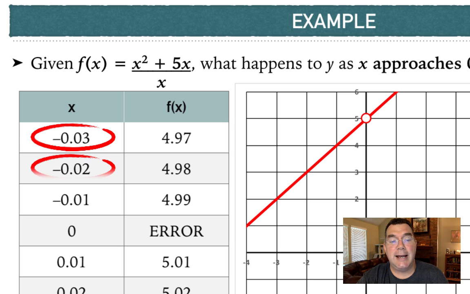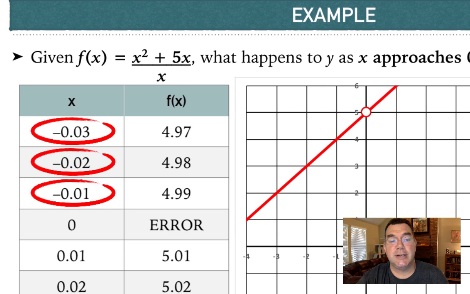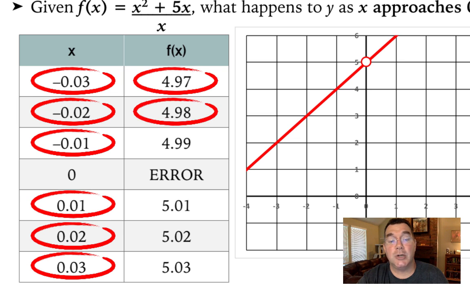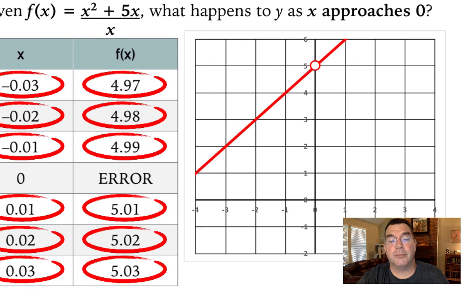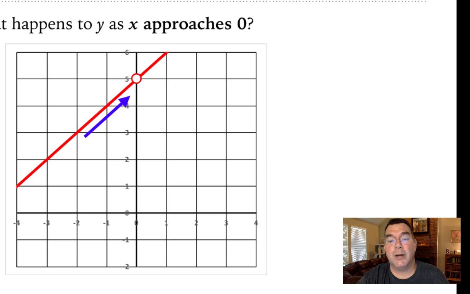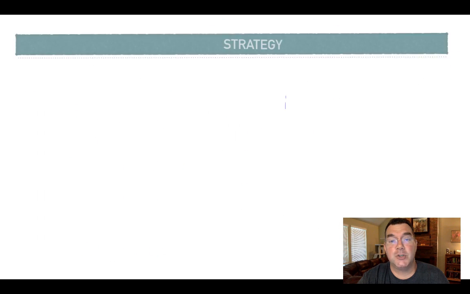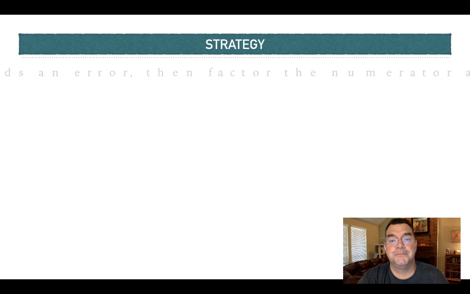So you'll notice that as x gets closer and closer to 0 from the left or from the right, you'll notice what happens to the y values. The y values get closer and closer to a y value of 5 from either the left or from the right. And you'll notice that in the graph as well. If I approach x equals 0 from the left or from the right, the y values approach 5. Now in this case, the function doesn't actually exist at x equals 0, but the y values do approach 5. So we call that a discontinuity.